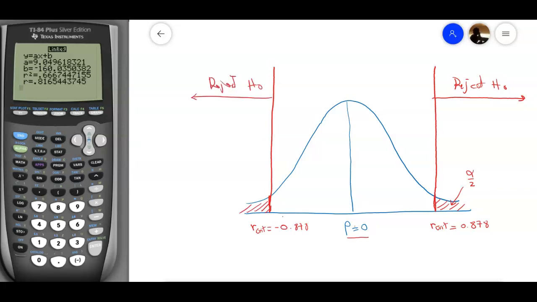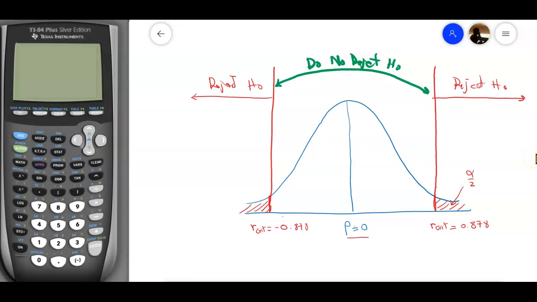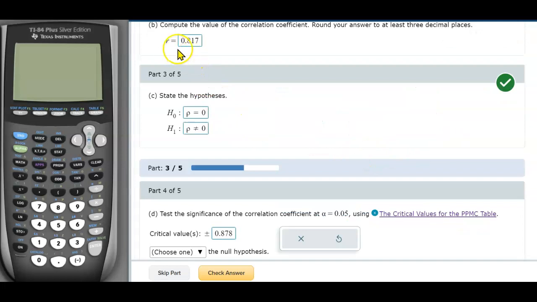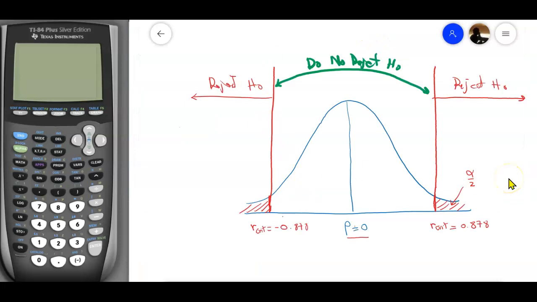Okay, so what happens in between? In between is the acceptance zone. So if I am in between here, you're going to be accepting, or better, do not reject H0. Now how I'm going to make my decision is based on the R that I calculated here. Do you remember the R is 0.817? So I'm going to plot it in my chart. So R is going to be 0.817.